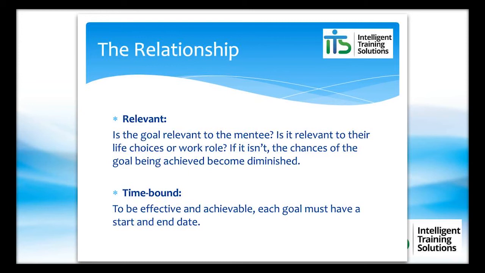It needs to be relevant. Is the goal relevant to the mentee? Is it relevant to their life choices or work role? And if it isn't, the chances of the goal being achieved become diminished because, as we all know, the principles of adult learning will still kick in. Whether it's Maslow's theory, or some of the other theories we talked about, the one thing that we know for sure is that if any adult can't see the relevance of learning a particular topic or participating in a particular set of training, they're going to quickly drop off.